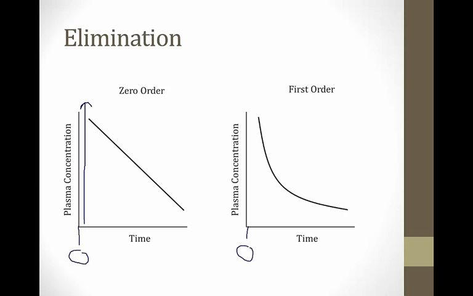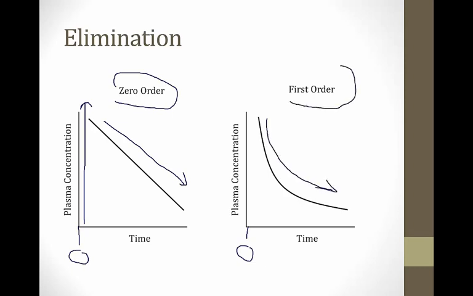However, as time goes on, the concentration of the drug is going to fall because the body is eliminating it from the plasma. And it turns out there are two general patterns that drugs follow as they're eliminated from the body. The first pattern is a straight line like this over time, and we call that zero-order elimination. And the second pattern is a hyperbolic curve like this right here, and we call that first-order elimination. And we're going to talk about these two in the next few slides.